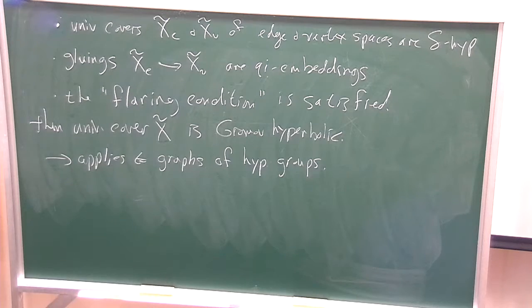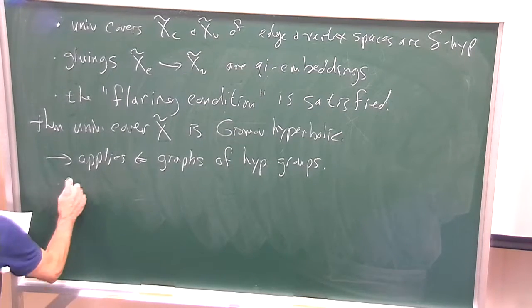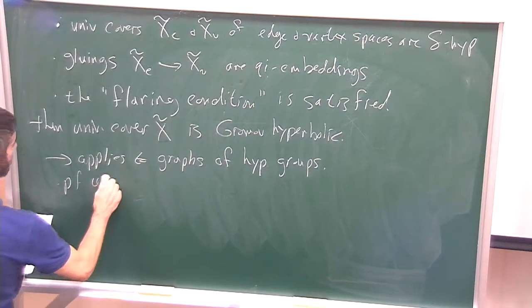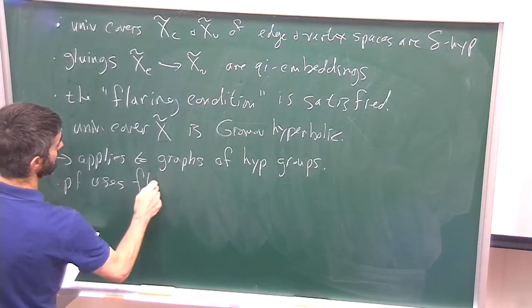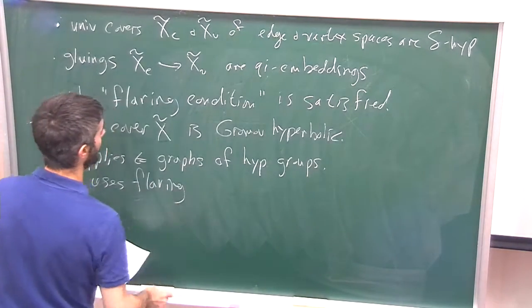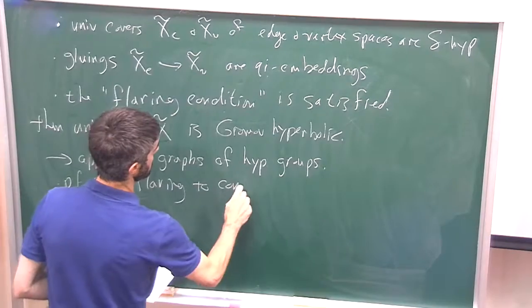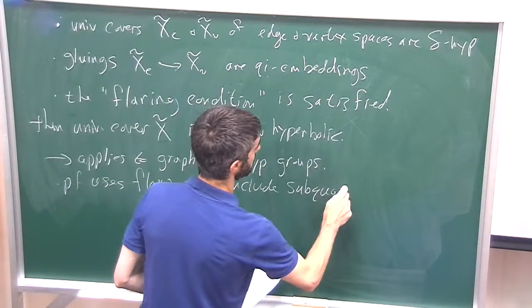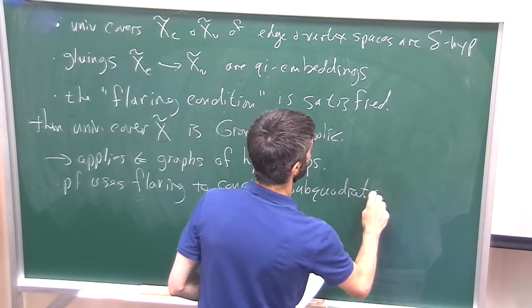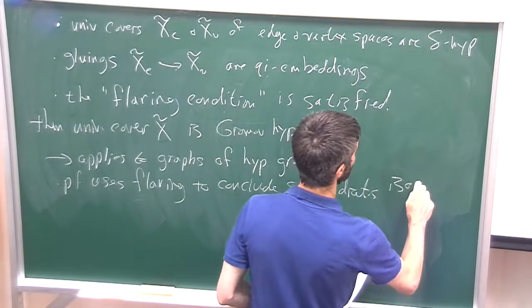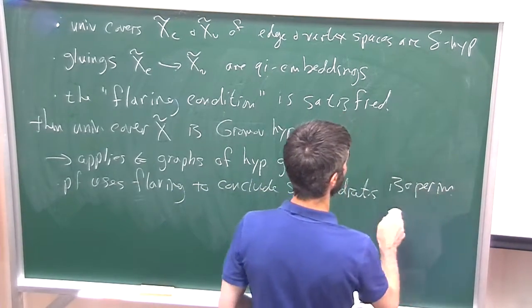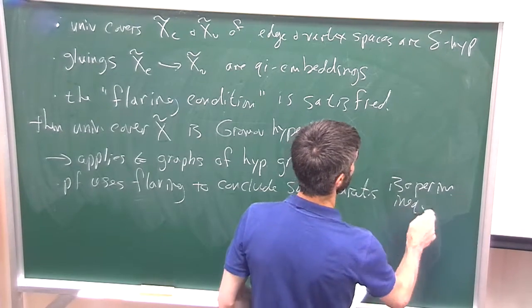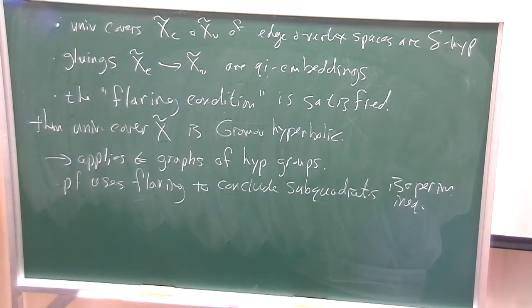Okay, and let me just make one more comment. So this applies to graphs of groups, and the proof uses flaring to conclude a subquadratic isoperimetric function, or isoperimetric inequality. So that's how the proof goes. Okay, so they use this flaring condition.